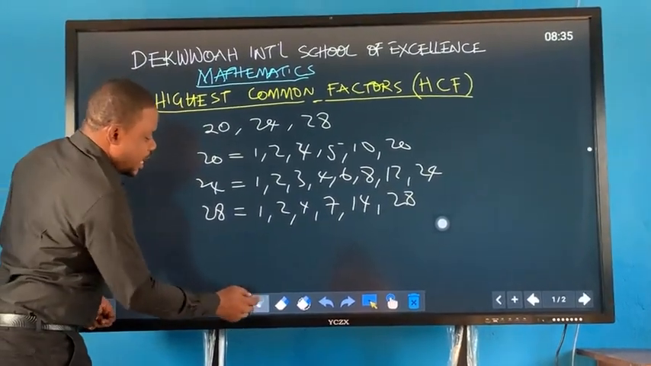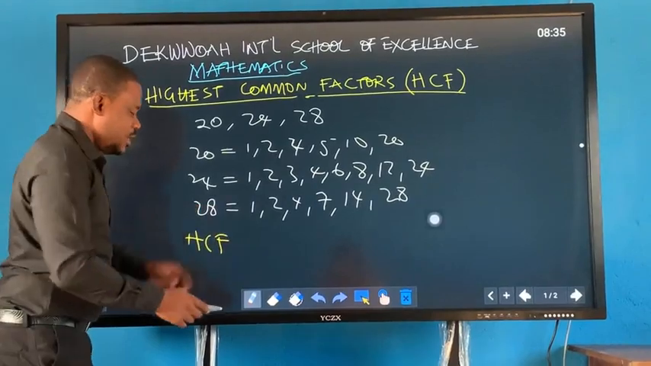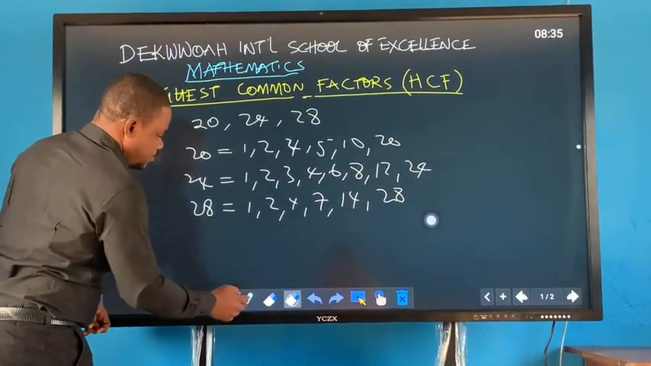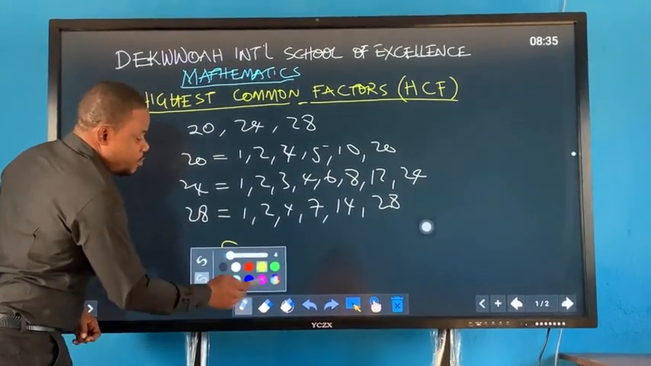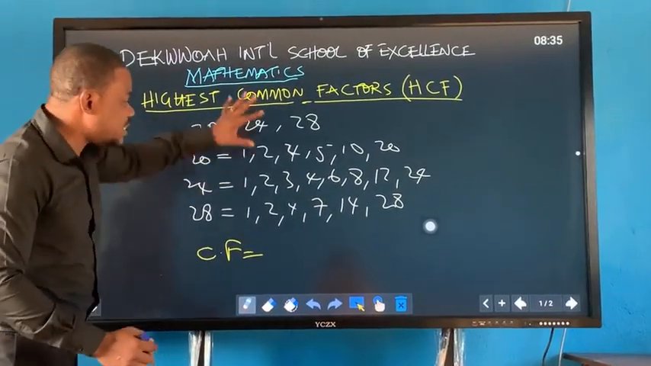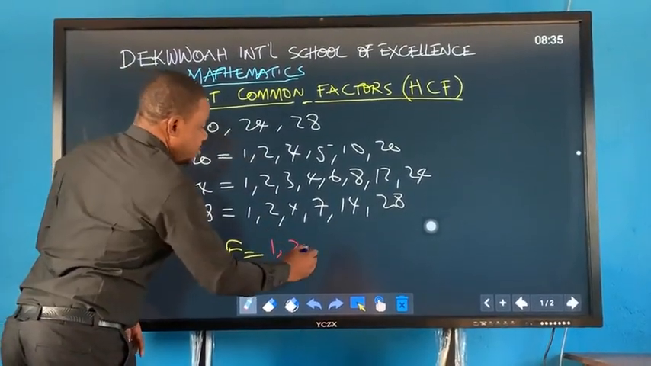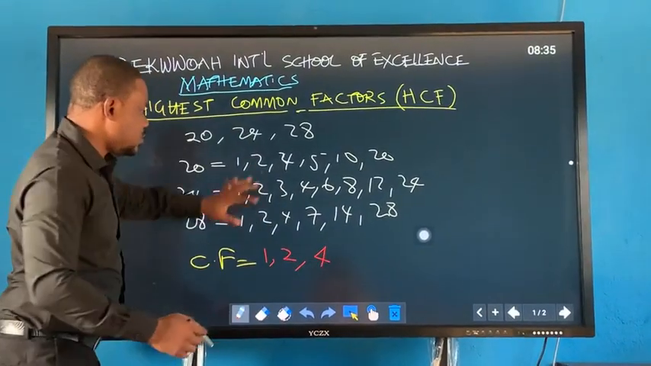So if I'm looking for the highest common factor, HCF, first let me look for the common factors. CF means common factors. I'm looking for the common factors of these. Now look for what is everywhere. There's 1 everywhere. There's 2 everywhere. I don't have 3 everywhere. I have 4 everywhere. There's no other thing that is there.